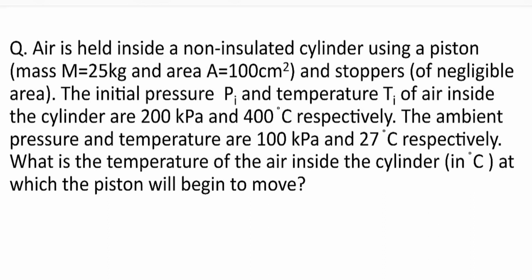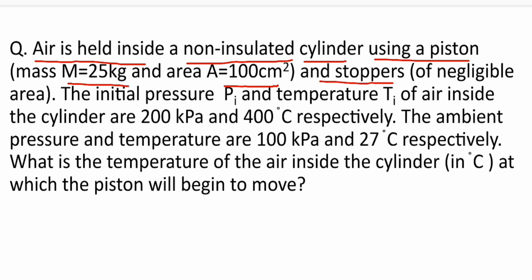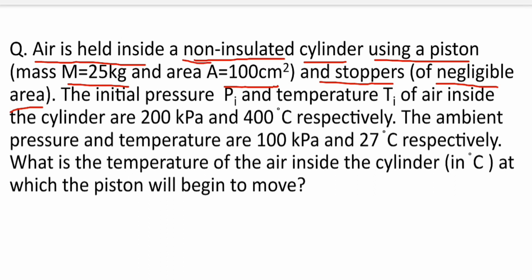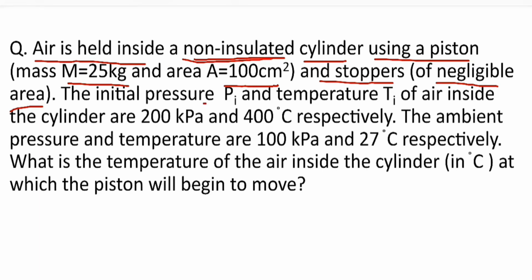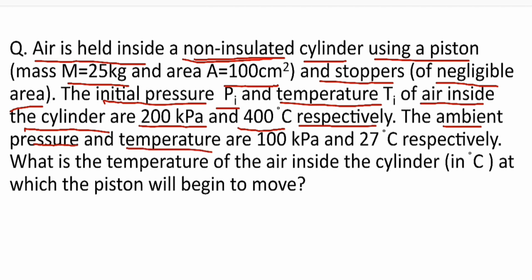In the given question, air is held inside a non-insulated cylinder using a piston which has a mass of 25 kg and an area of 100 cm square, and a stopper is used here which has negligible area or mass. The meaning of non-insulated cylinder is that heat interaction between the air and surrounding is allowed here. The initial pressure Pi and temperature Ti of air inside the cylinder are 200 kilopascal and 400 degrees Celsius respectively, and the ambient pressure and temperature are 100 kilopascal and 27 degrees Celsius respectively.